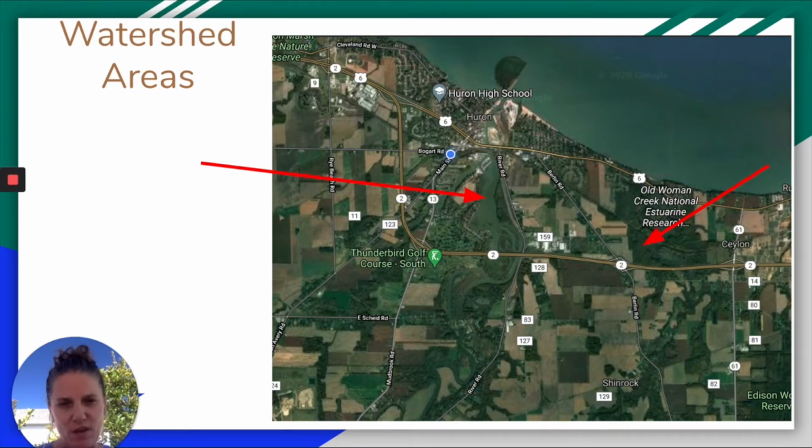Okay, so looking at this satellite view and hearing what I just said about watershed areas, you can fill that section in your notebook, and if you need to, rewind and listen to what I just said. Otherwise, pause the video and fill in that part of your notebook.